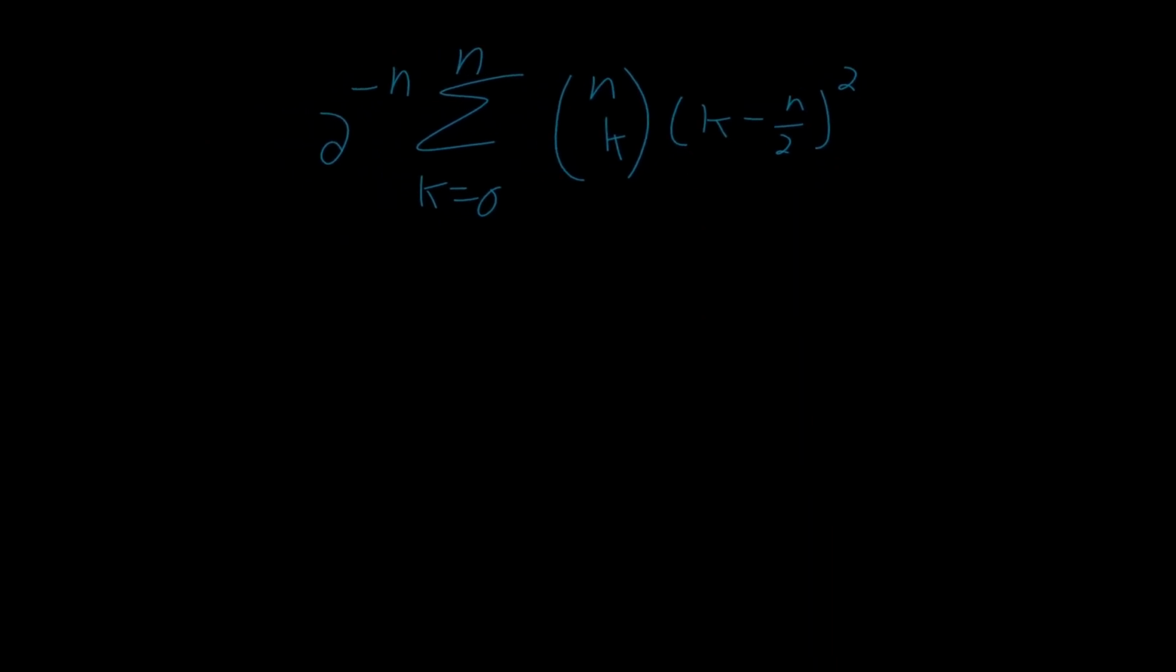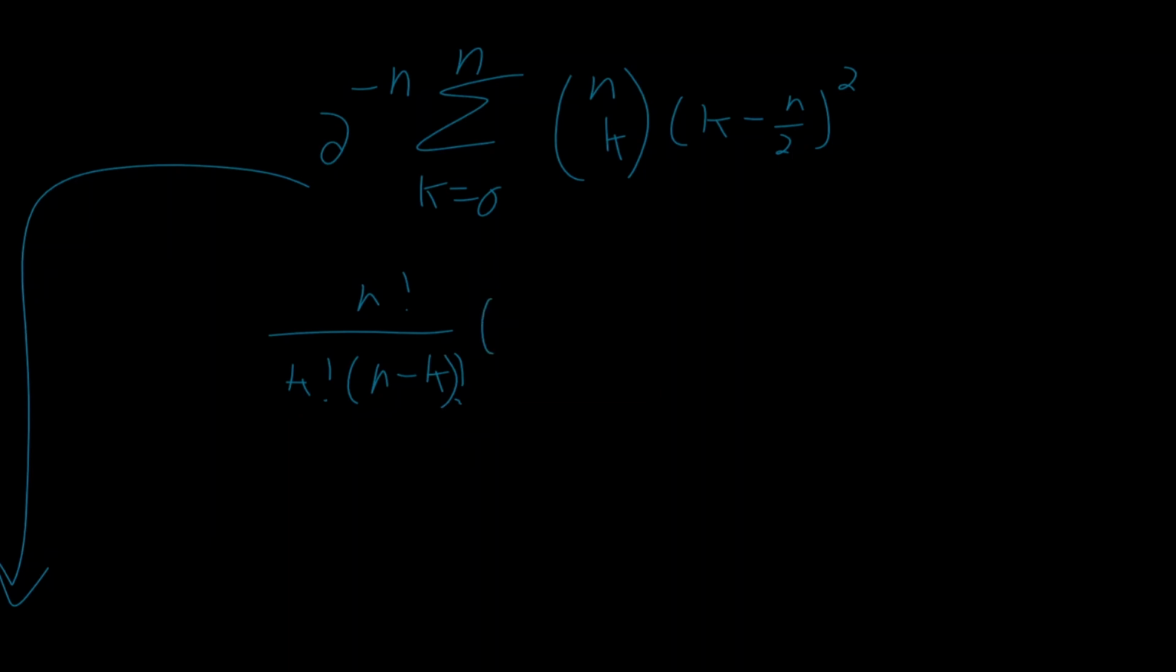I'm just going to bring down this 2 to the n term the whole time, because that's not really our main concern. Our main concern is n factorial over k factorial times n minus k factorial, times k squared plus n squared over 4, and then minus kn. Let's go left to right, evaluating each one of these.